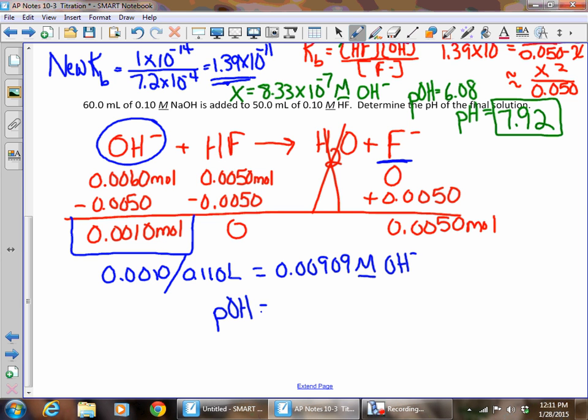pOH then is going to be the negative log of that value. We've done this lots of times. It ends up being 2.04. And when we subtract that value from 14, we get a pH value for this solution of 11.96. So that's this concentration this far past that endpoint.